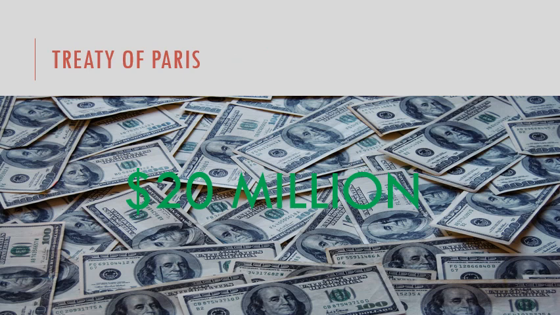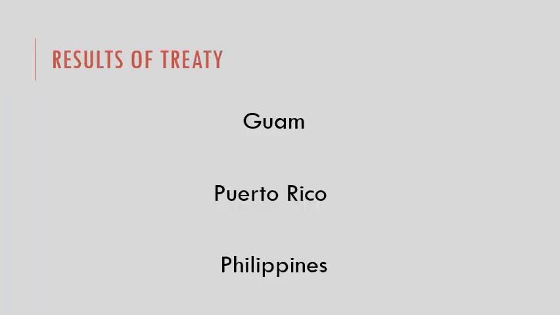And finally, we get to a settlement, a treaty between Spain and the U.S., the Treaty of Paris, another Treaty of Paris. This is like the third one by now. $20 million is given to Spain in exchange for the islands of Guam, Puerto Rico, and the Philippines. So the U.S. now has control of those three islands.